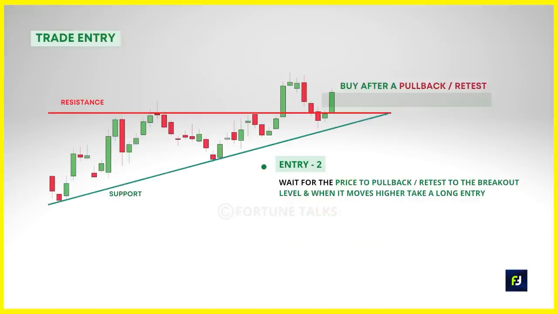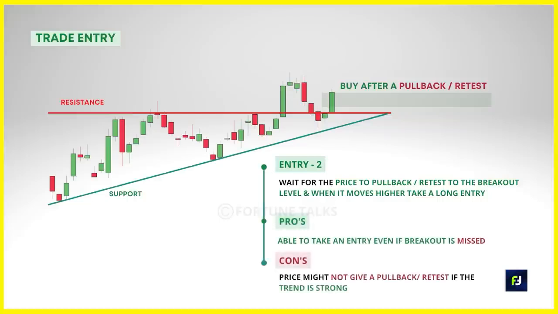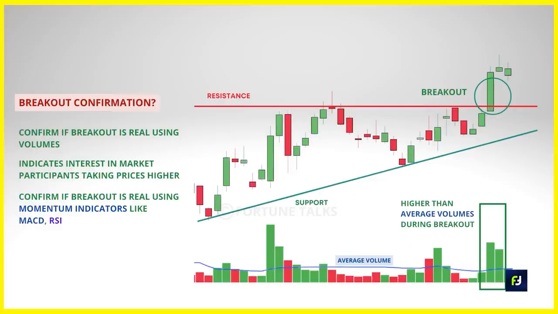So if you are an experienced trader, then you can even enter the market as the price pulls back or retests to the resistance line of the triangle pattern. Now this can help you enter the trade even if you miss out on the breakout move, and it offers a better entry price than waiting for the close of the breakout candle. But the issue with this approach is that the market may not give a pullback or retest every time. So it is up to you to choose the entry type that you like based on whether you are a conservative or aggressive trader. Now make sure to validate the breakout with volumes and other momentum indicators to see if there is actually an interest in the market participants to take the prices higher.